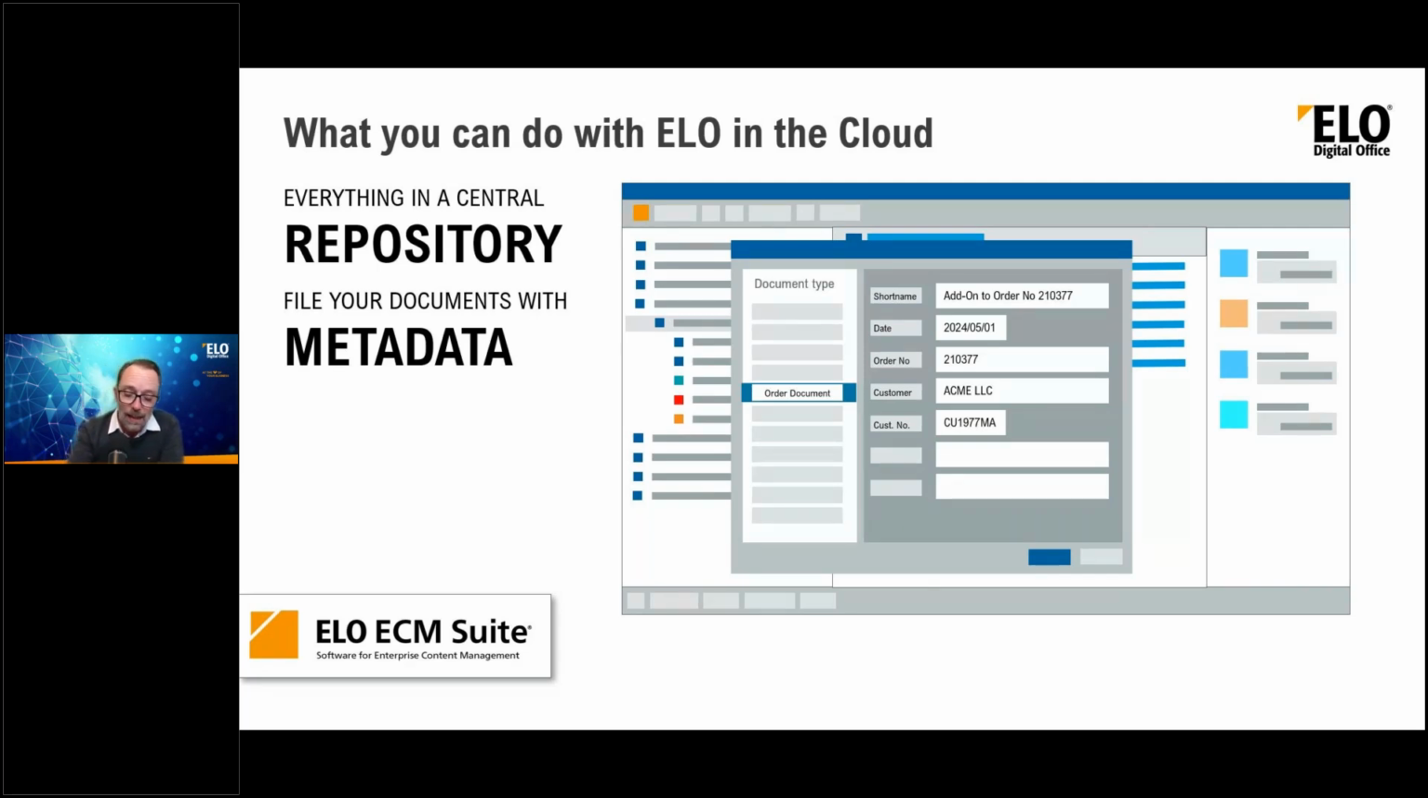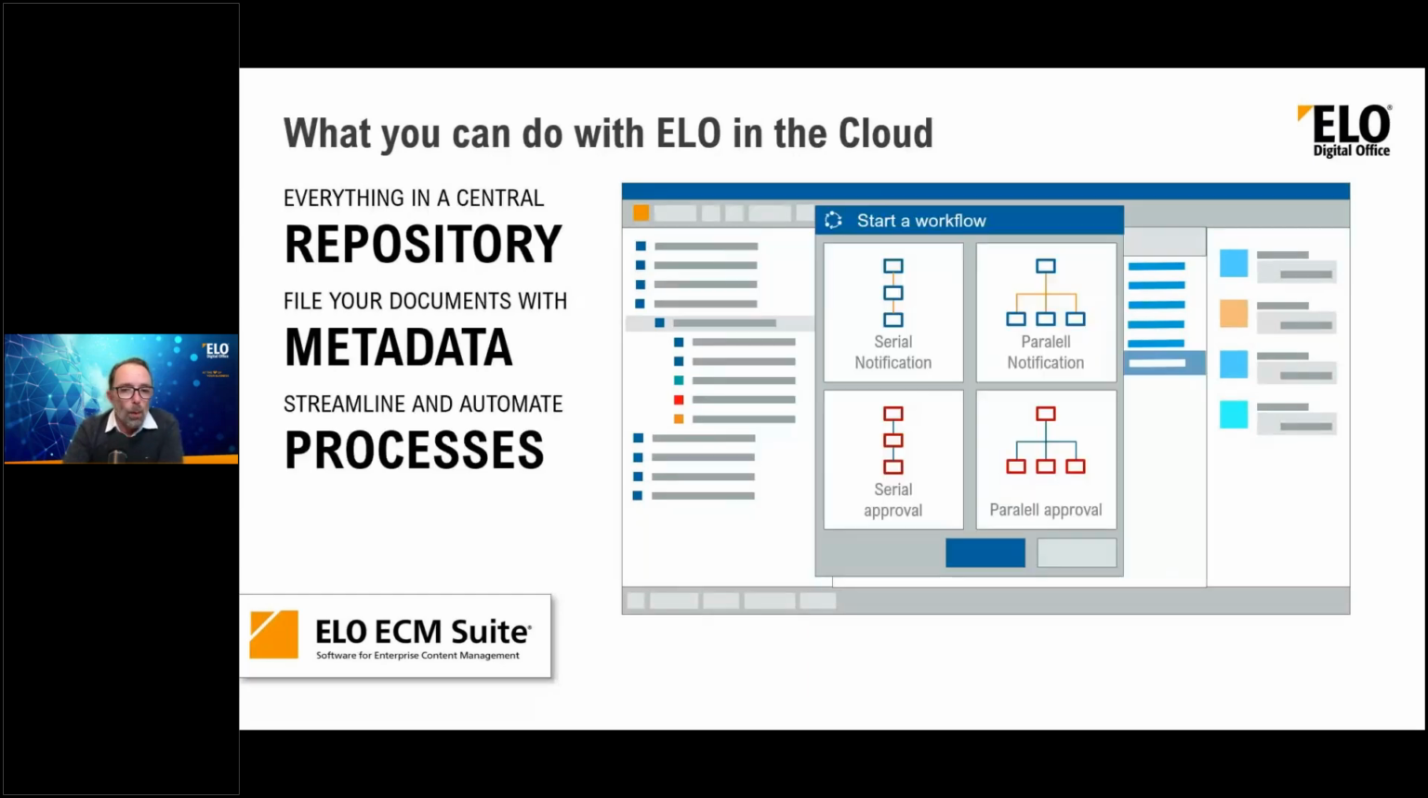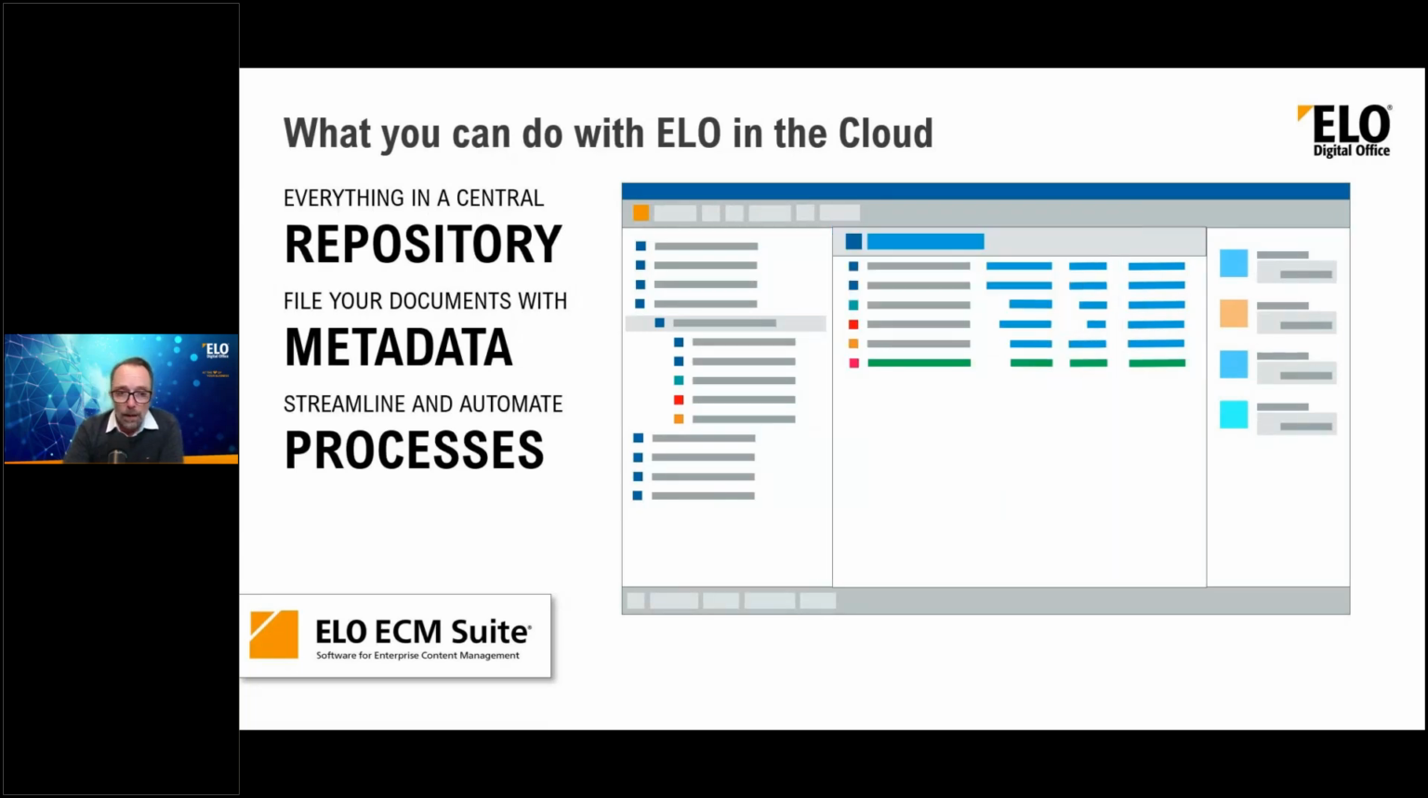And the other thing is you find your information much faster because you can search for the documents and for the information with the integrated search. You can streamline and automate your processes with the built-in workflow engine. So, for example, when we want to do a serial approval for this document, we can start it right away with ELO in the cloud. And then the approval process starts, and then someone gets a task and can approve the document.